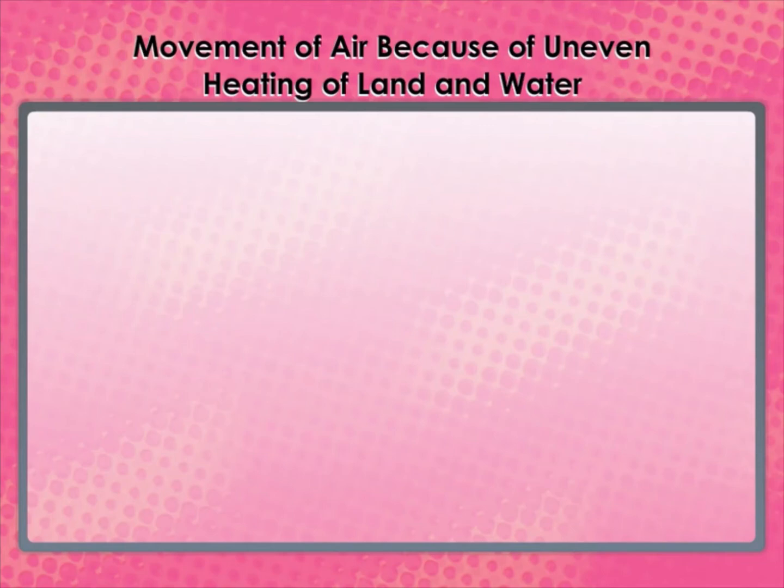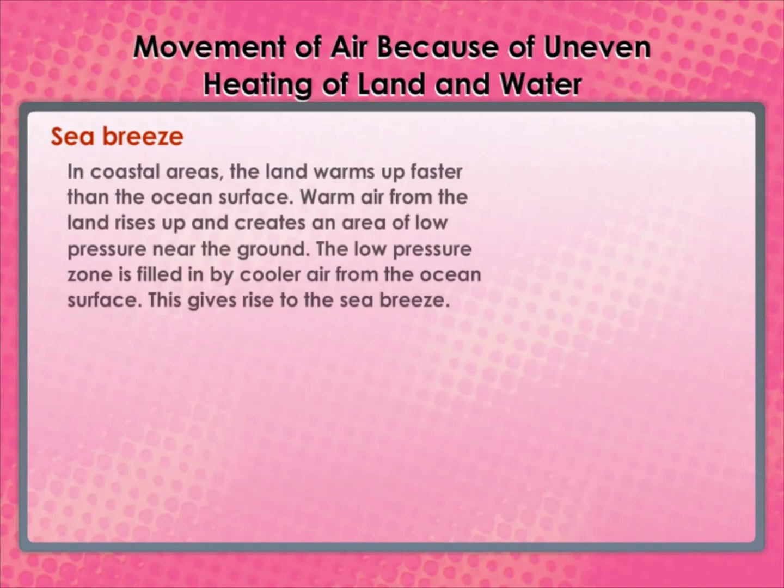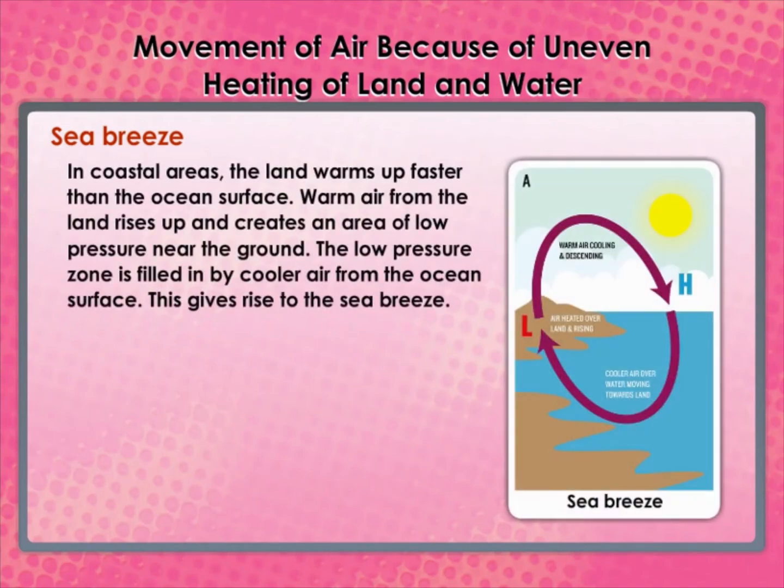Let us discuss the movement of air because of uneven heating of land and water. Sea breeze. In coastal areas, the land warms up faster than the ocean surface. Warm air from land rises up and creates an area of low pressure near the ground. The low pressure zone is filled in by cooler air from the ocean surface. This gives rise to the sea breeze.